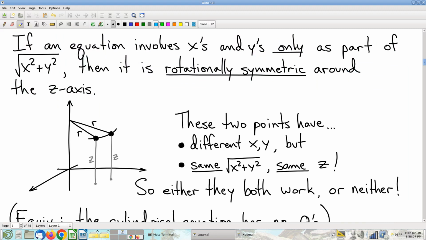Think about a point like this. This one right here, that point. And now imagine, if you will, rotating it around the z-axis, and you rotate it around to get this point, which of course is a different point. Two totally different points. Different coordinates. Well, at least different x and y coordinates.